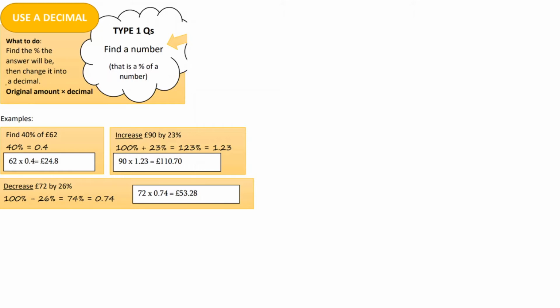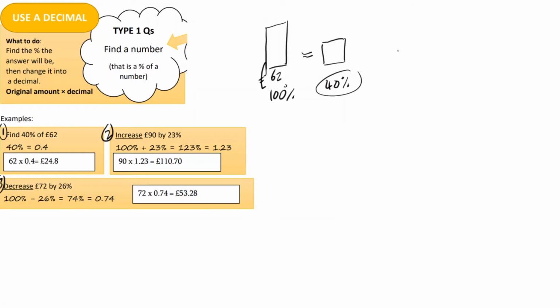So for example here, I'll just number these. This is number 1, number 2, and number 3. If we're doing number 1, firstly I know that £62 is 100%, because that's our original, so we're going to have 100 pieces of that. And then it says find 40 pieces of it, so 40%. So if we have 62, we want to find 40%. So it's going to be 62 times 0.4, which is 40% as a decimal. So 40% is 0.4, and that's it. And then you can see the answer here is £24.80.